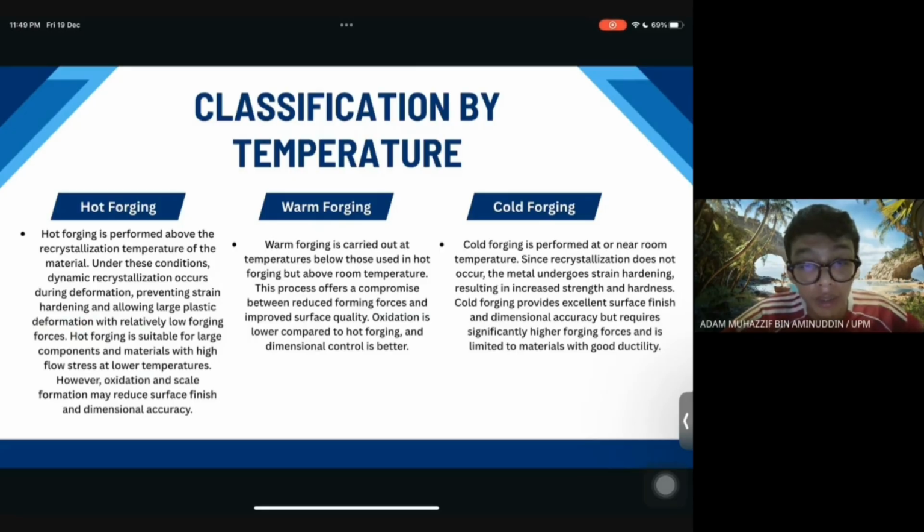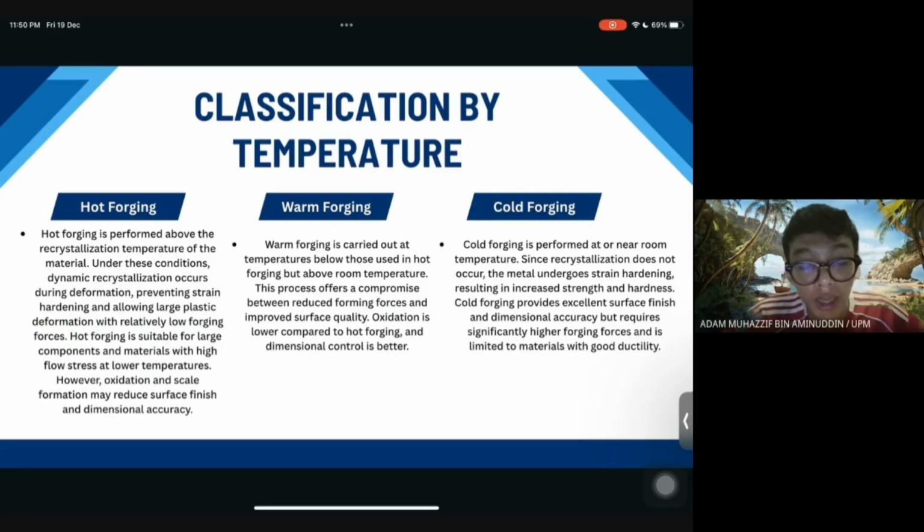Next, the classification by the temperature. Forging processes are classified based on the temperature at which deformation is carried out relative to the recrystallization temperature of the material. Temperature plays a very important role because it affects flow stress, required forging force, surface finish, and final mechanical properties.